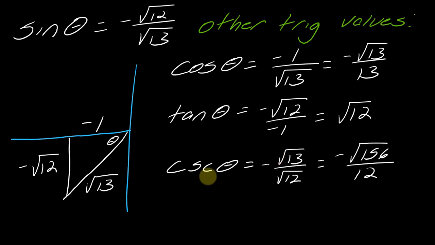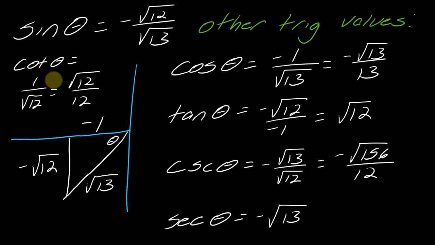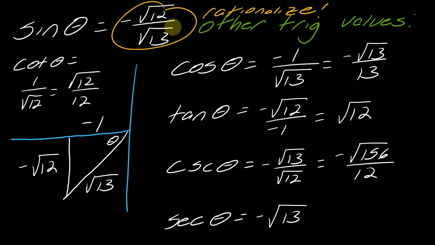Cosecant of theta is going to be taking the reciprocal of sine, as you see here, and I did rationalize this. And then secant of theta is going to equal negative square root of 13, and then cotangent of theta is going to be square root of 12 over 12, and just as a reminder, make sure you rationalize this. I'm going to omit that for now because I'm running out of room, but once you get that sketch in, I think it's kind of clear what else you need to do.